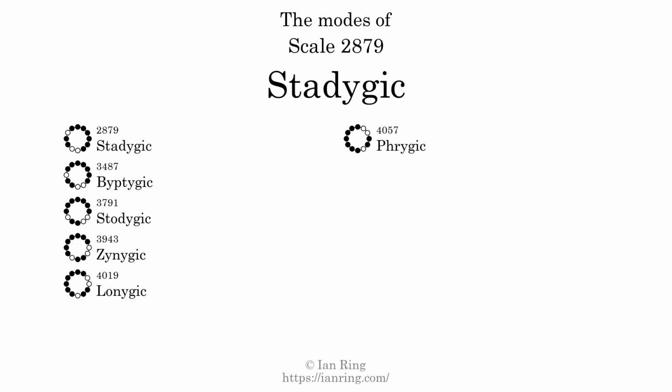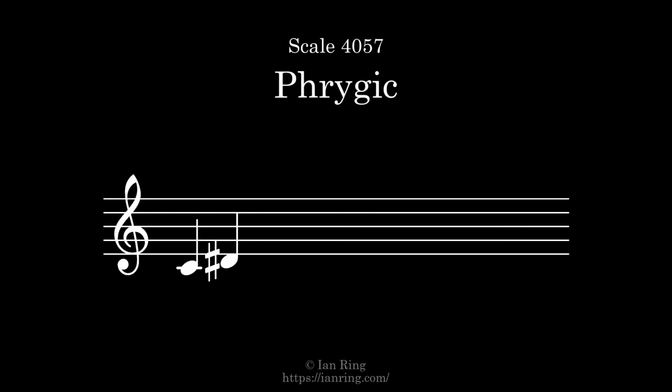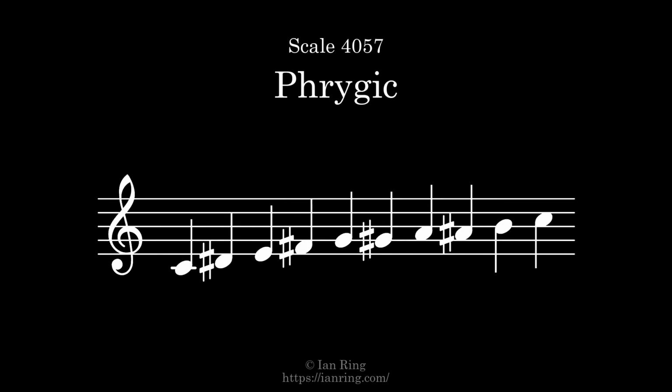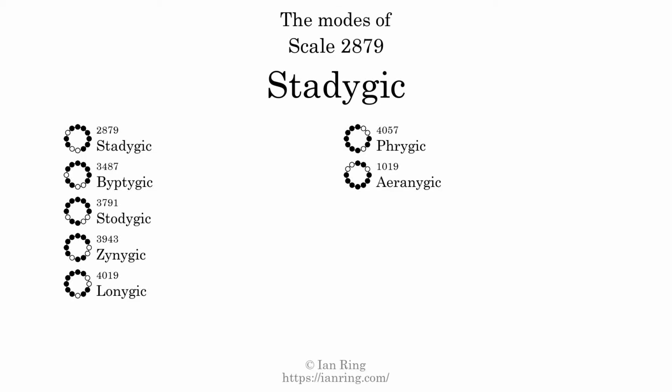The sixth mode is scale 4057, also known as Diphthagic. It sounds like this. The seventh mode is scale 1019, also known as Aeromagic. It sounds like this.